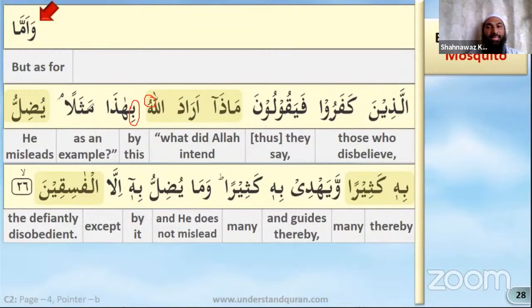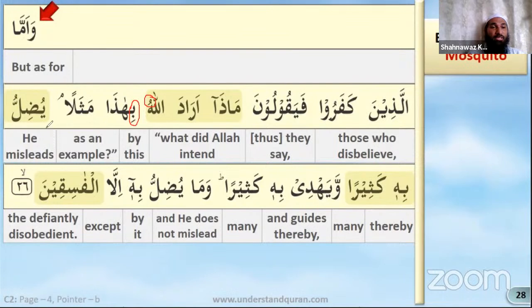Amma alladhina kafaru, but as for those who disbelieve, fa yaqulun, thus they will say, madha arada Allah, what Allah wills, bi hadha mathalan, by this as an example. So here Allah Ta'ala is saying the people who disbelieve are going to say, what does Allah intend with this example? Or what a funny example of a mosquito.